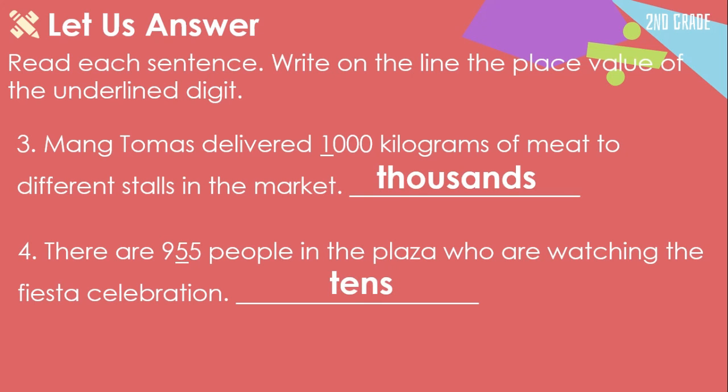Very good. So before we end this discussion, kids, always remember each digit in a number occupies a certain place. Each place has its value. The place values in a three-digit number are hundreds, tens, and ones. And the value of a digit depends on the place it occupies in a number.